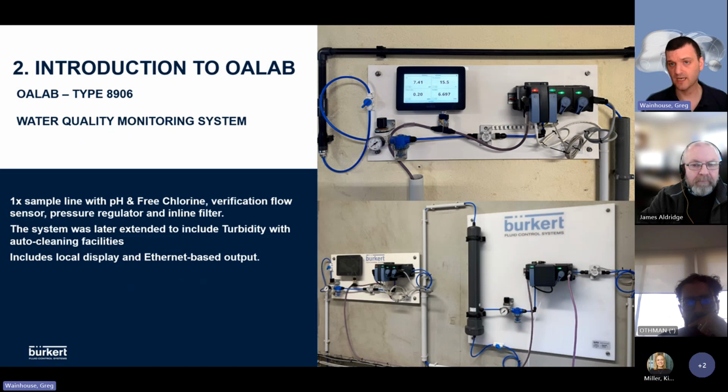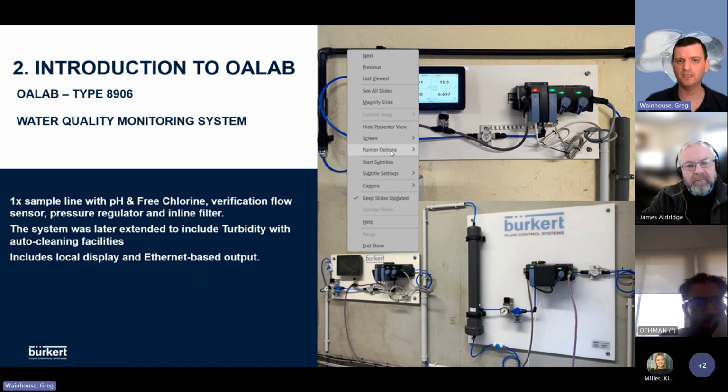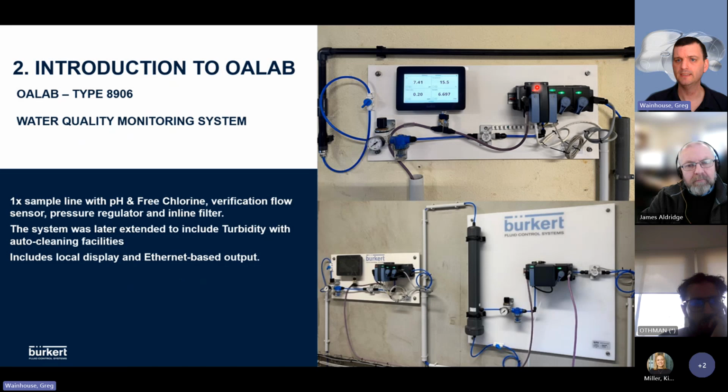On the other end of the scale, a much more basic solution, you can see in the top right hand corner an application for just monitoring pH and chlorine. So you can see these 2 cubes up on the right hand side. Let's see if I can get a pointer in here for you. Laser pointer, there we go. You can just make out the 2 cubes up here. So one will be chlorine and one will be pH.